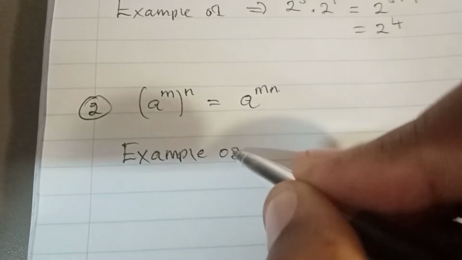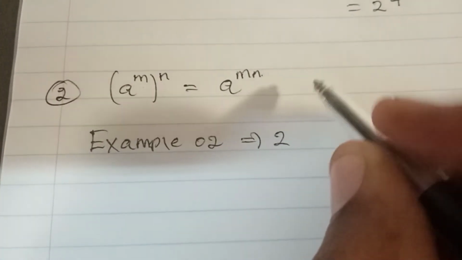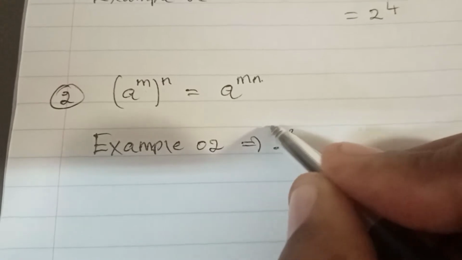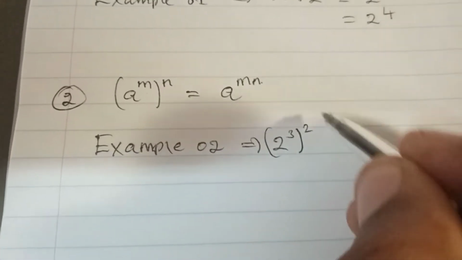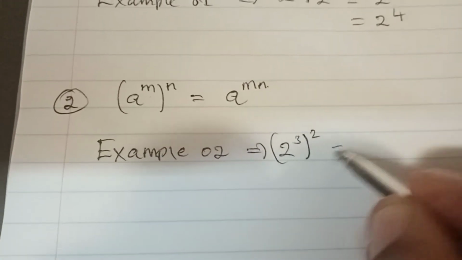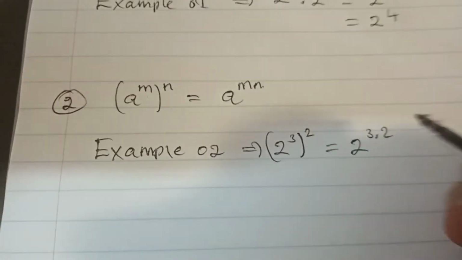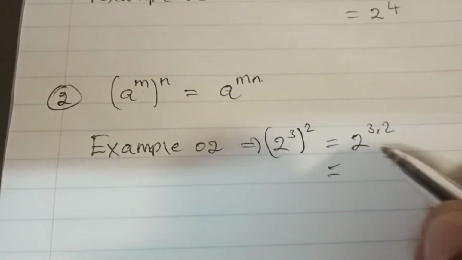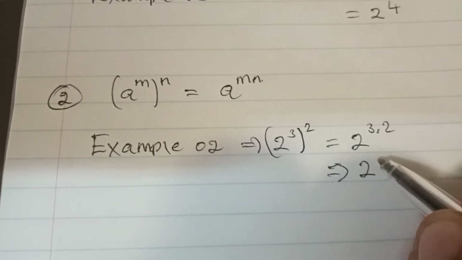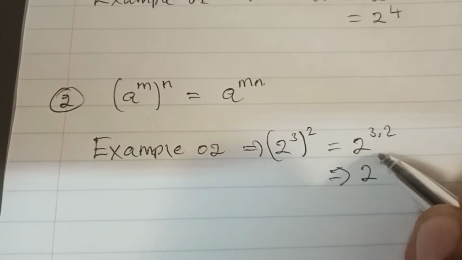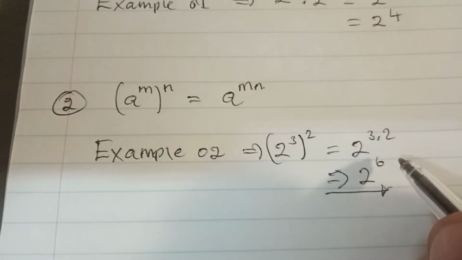Let's call this example 2. Let's take 2 to the power 3, close bracket, raised to the power 2. So this is going to be equal to 2 to the power 3 multiplied by 2. With this, we're going to have 2 to the power of 6. So this is the second law.